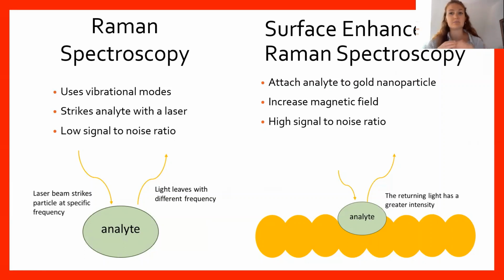So the signal doesn't come out of the noise all the time, and it's kind of hard to differentiate what's actually a Raman peak and what's just a loud noise peak. So one way that we fix this is through surface-enhanced Raman spectroscopy. What happens is the analyte gets attached to a metal surface. In our case, we use gold nanoparticles. And this really increases the magnetic field surrounding the analyte. So when the laser light strikes the analyte, the frequency coming back has much greater intensity.